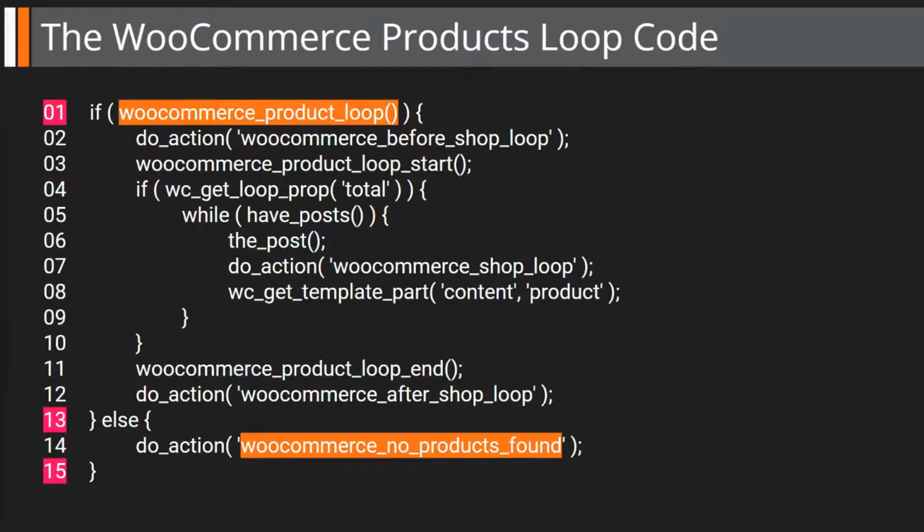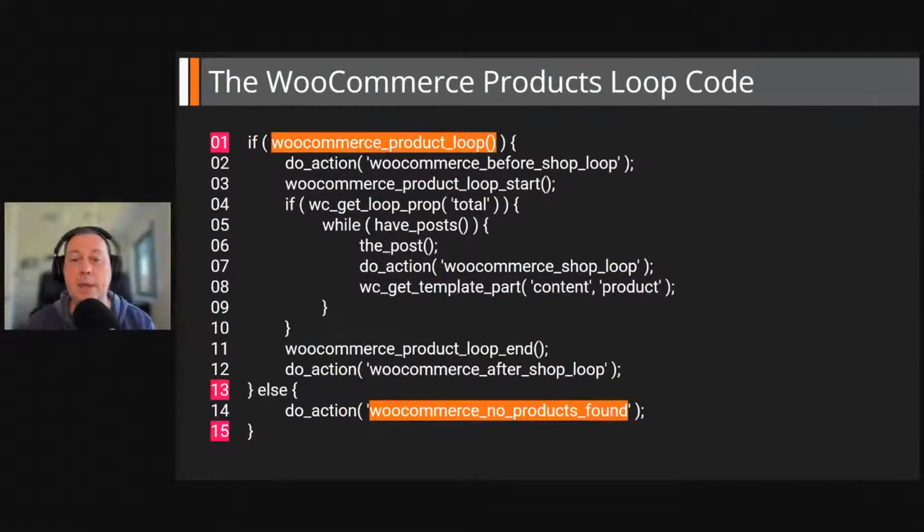Okay, so here's the first part. The actual products loop is surrounded by a conditional if statement. If you're new to these terms, that's all right. It just means if something, then do something else. That's what's happening here. Lines 1, 13, and 15 check to see if this is actually a WooCommerce product loop. Otherwise, it reports back to the browser that no products were found. Hopefully that should be fairly easy to understand.